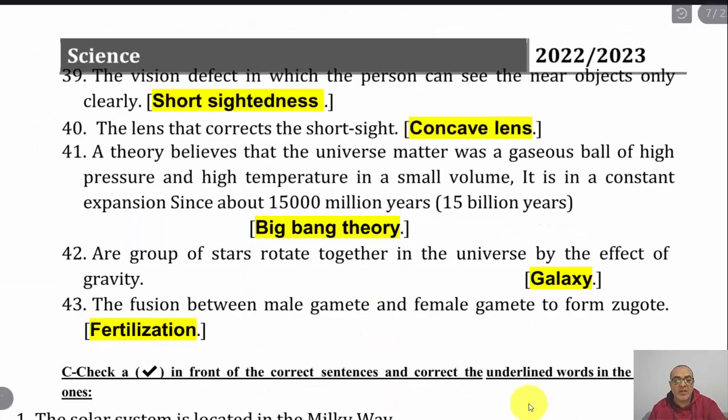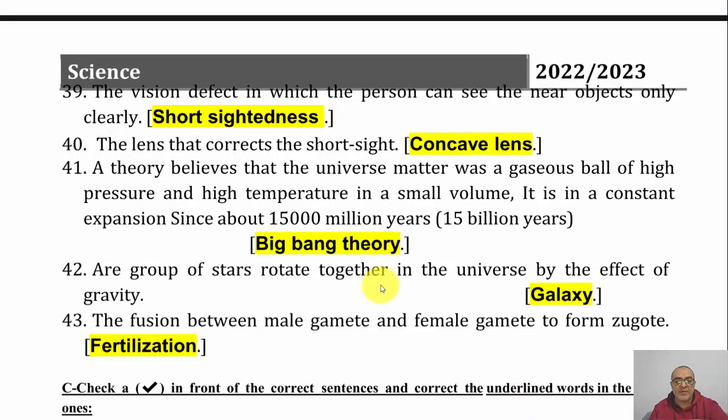Let's move to question number 39. The vision defect in which the person can see the near object only is called short-sightedness. The lens that corrects the short sight is concave lens. It is an exam question.